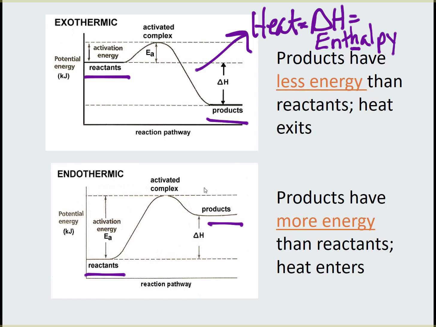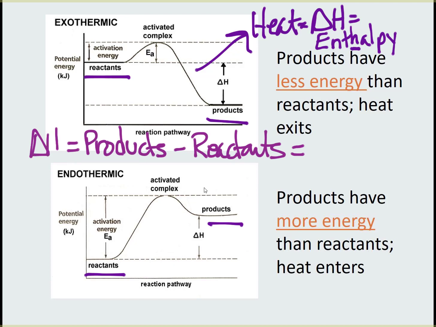But let's look on the diagram for that delta H. That delta H is the difference between products and reactants. So if I take the amount of products I have and I subtract the amount of reactants, that difference is my delta H. And for an exothermic reaction, it's going to be a negative number. That's because the products are going to be lower energy than the reactants, and if you take a low number and subtract a higher number, you're going to get a negative number. So delta H is negative for exothermic reactions.